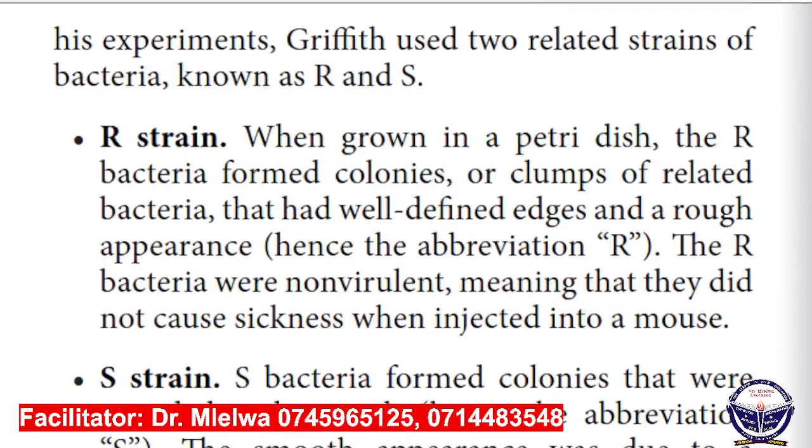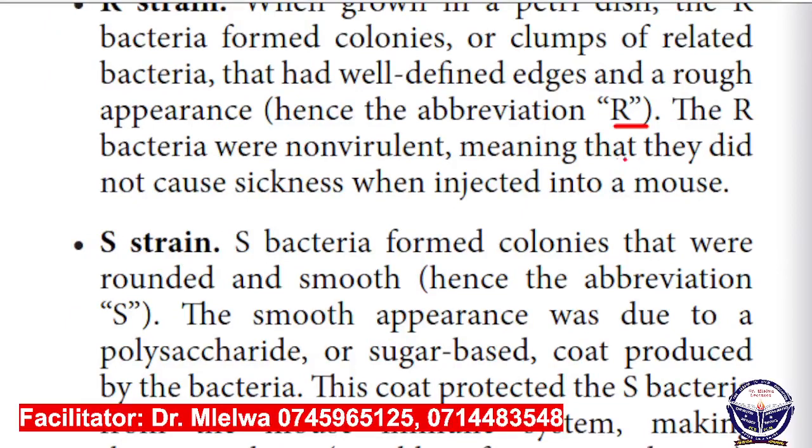In his experiments, Griffith used two related strains of bacteria known as R and S strain. Kama tulisema, R strain, when grown in a petri dish, the R bacteria formed colonies or clumps of related bacteria that had well-defined edges and a rough appearance. Zilikuwa zina rough appearance, hence the abbreviation R. R kwa nini? Kwa sababu ya rough appearance. And the rough appearance of the bacteria is because they lack a capsule, hazina capsule. So the R bacteria were non-virulent, meaning that they did not cause sickness when injected into a mouse. Ulikuwa ukichoma bacteria kwenda kwenye panya hawasababishi ugonjwa, non-virulent.